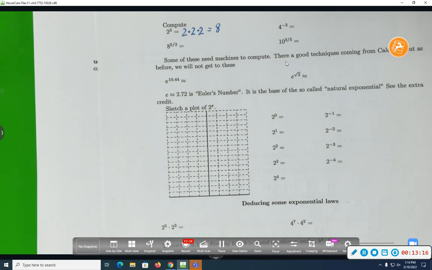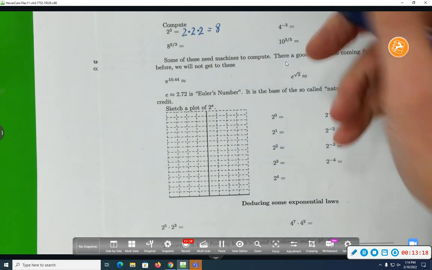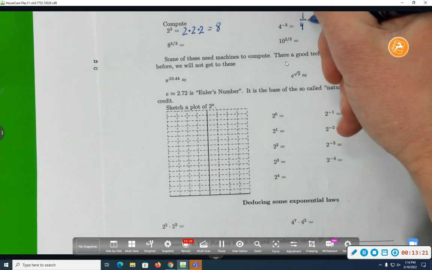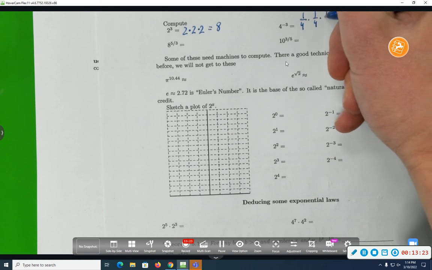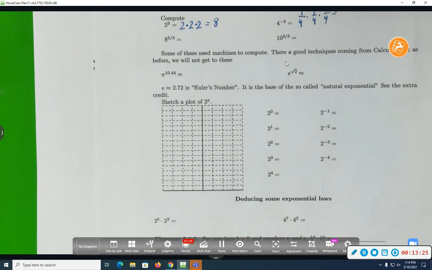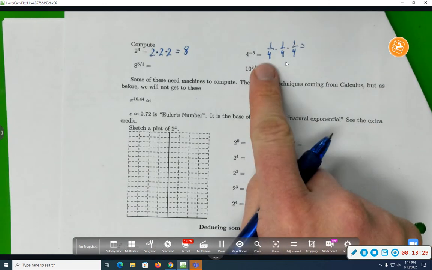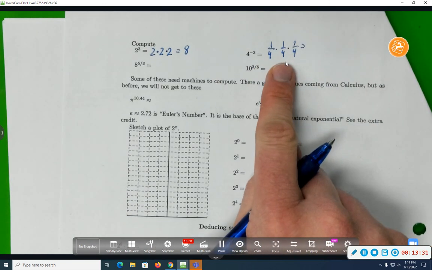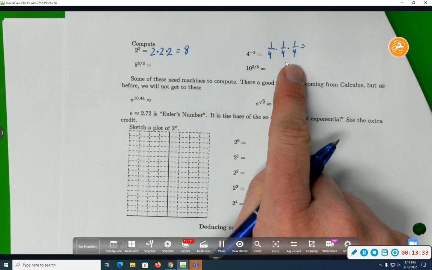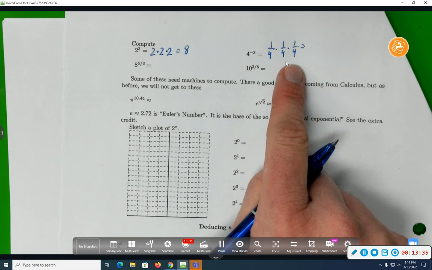Would it be 1/4 times 1/4 times 1/4 times 1/4? Yeah. And maybe we'll take that and simplify it a little bit. So a quarter of a quarter is 1/16. And then another quarter of that is 1/64.